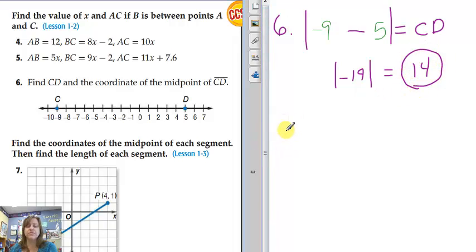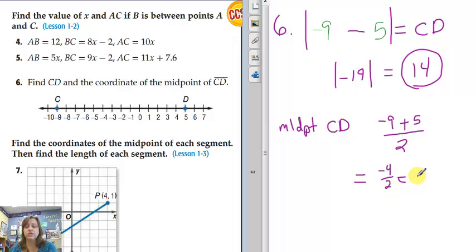We are also asked to find the midpoint of CD. So the midpoint of CD was where we took the average of the two to find the center. So averaging -9 and 5 would mean take -9 plus 5, divide by 2. Finding that would give me -9 plus 5 gives me a -4, divided by 2, a total of -2. So the midpoint is located at -2, and check that on your graph.